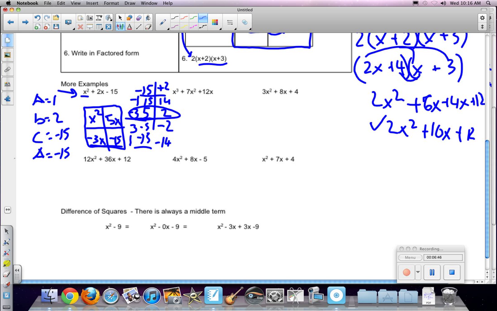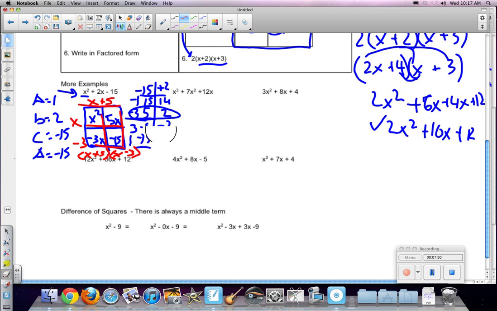Common between negative 3x and negative 15 is negative 3. Common between x squared and 5x is x. Common between x squared and negative 3x is x. And common between 5x and negative 15 is positive 5. So then my factors would be x plus 5 and x minus 3. All right, so there we've got that one factored.